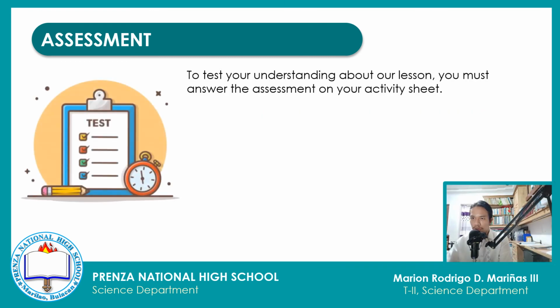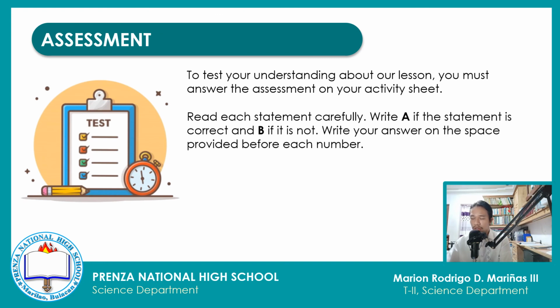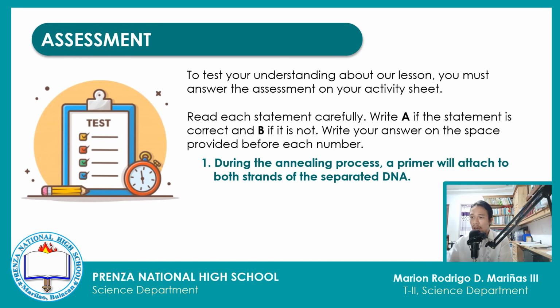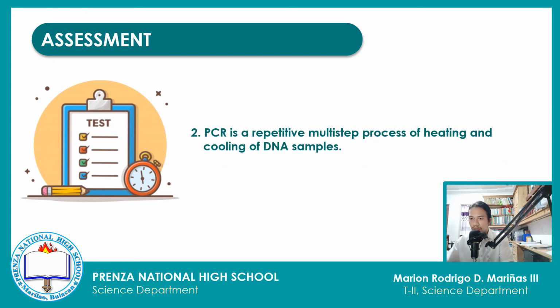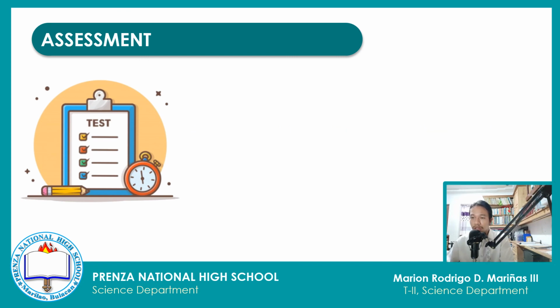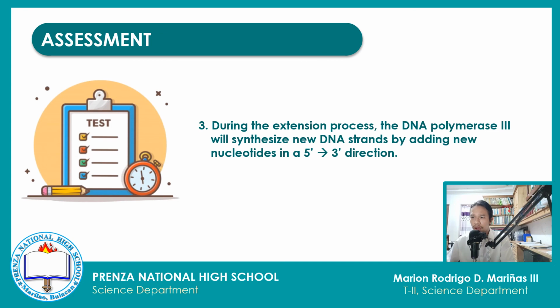And for the part 2 of your assessment, read each statement carefully. Write A if the statement is correct and B if it is not. Write your answer on the space provided before each number. For statement number 1, during the annealing process, a primer will attach to both strands of the separated DNA. For statement number 2, PCR is a repetitive multi-step process of heating and cooling of DNA samples. For statement number 3, during the extension process of PCR, the DNA polymerase III will synthesize new DNA strands by adding new nucleotides in a 5' to 3' direction.